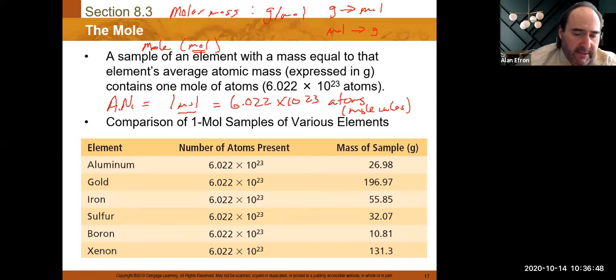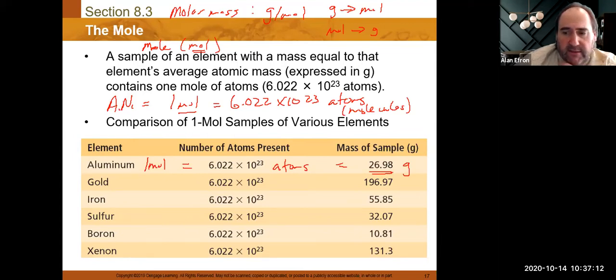So basically we can say, as we can see here, if we had 1 mole of aluminum, it would have 6.022 times 10 to 23 atoms of aluminum, and it would equal 1 mole, 26.98 grams, which is that number again that we get off of the periodic table. And same thing with all these guys here.